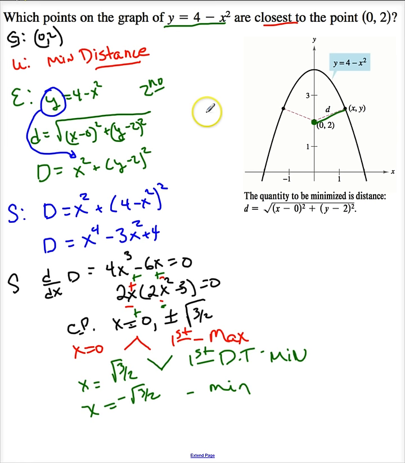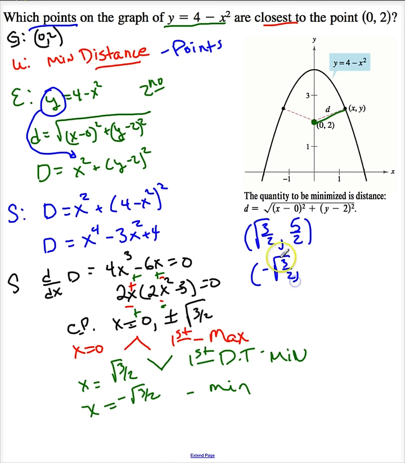So the answer is what points, because you have to go and answer the question asked. We're looking for the points. So I guess that should have been my unknown, was the points with minimum distance, shouldn't it? The points are going to be: the x value is the square root of 3 over 2, and then the y value is 5/2. And the other point is minus the square root of 3 over 2, and my y value is 5/2.